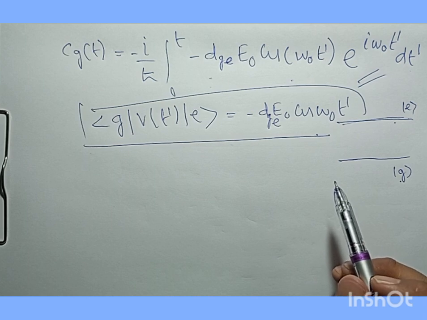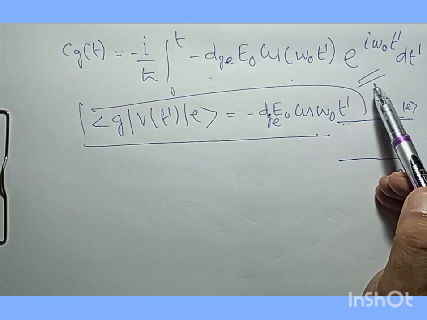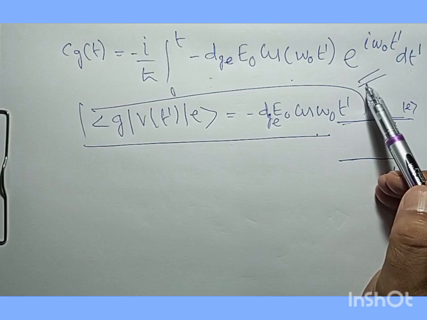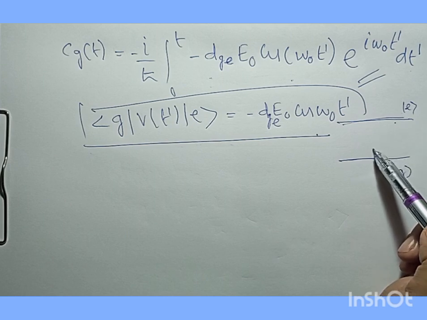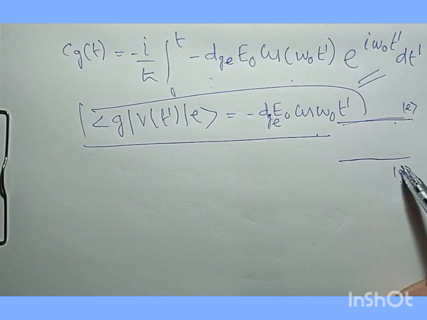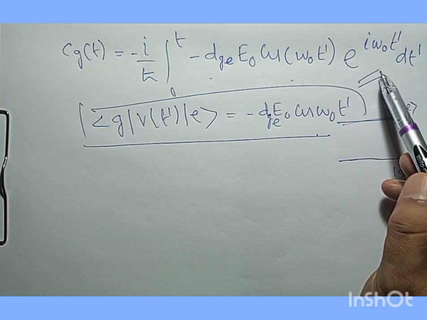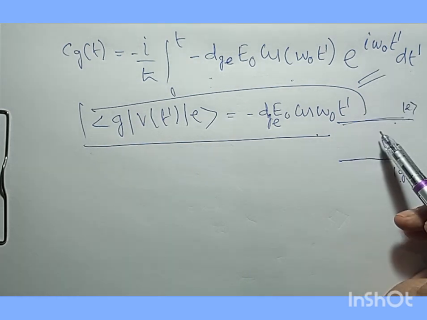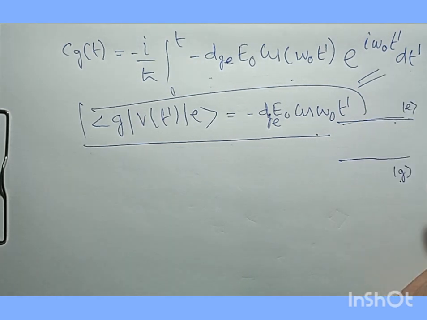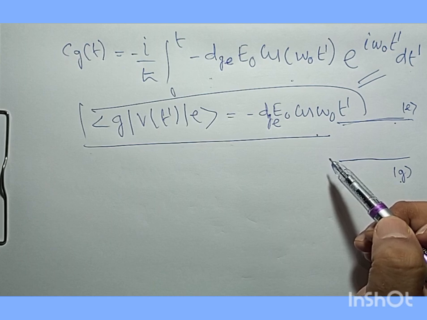This exponential factor, this term basically accounts for the phase. It accounts for the phase evolution of the system as it makes a transition over time from the excited state to the ground state. This vector, e to the power of i omega naught t dash, describes the oscillatory behavior of the quantum state as the atom interacts with the electromagnetic field.